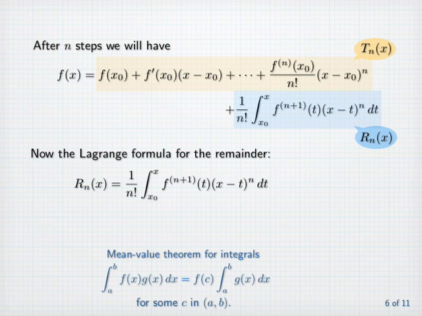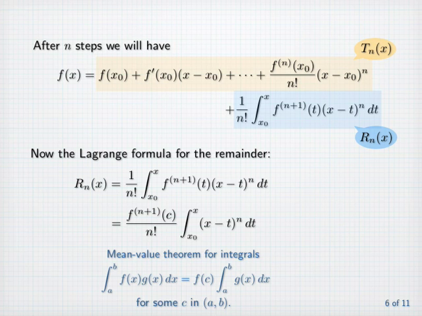In the special case where g of x is equal to 1 for all x, this says that the integral from a to b of f of x dx is equal to the average value of f over the interval [a, b] times (b minus a). Now, by applying the general mean value theorem for integrals to the integral form of the remainder, we find that R sub n of x is equal to the (n plus first) derivative of f evaluated at some c between x0 and x, divided by n factorial, times the integral from x0 to x of (x minus t) to the nth power dt.